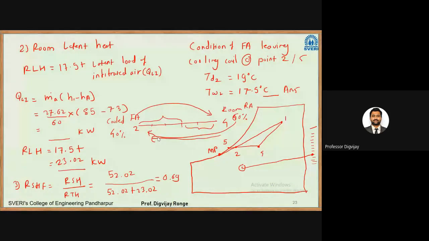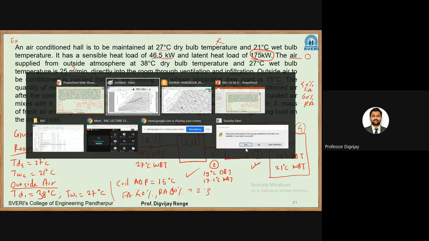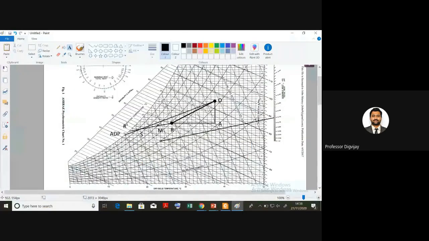So we are now mixing the point. We have solved the problem for the cooling coil. Now we are at the mixing junction, so I have to determine what mixing will take place. Here we have to determine the condition of air entering the hall. So I have plotted a point here on this diagram, that is point A. For that condition, I have to give the dry bulb temperature as well as the wet bulb temperature.